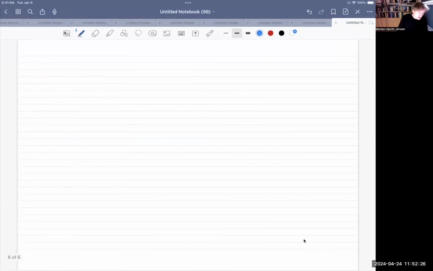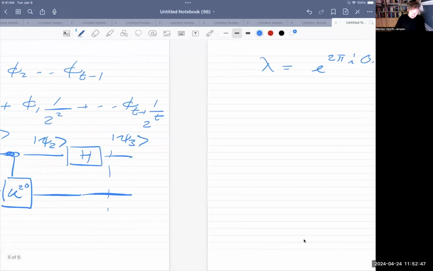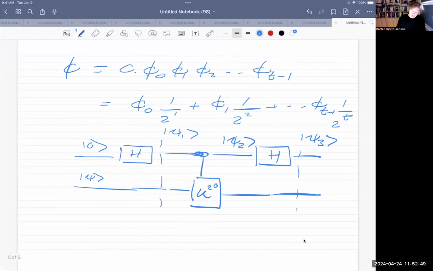So that means that we have an eigenvalue which is now defined by just one qubit. So we have e of 2 pi i, and then we have 0 times phi 0. So this means that in our specific case, we can represent a number depending on the value of phi 0. So if phi 0 is 1, we can represent 0.5. And if phi 0 is 0, we have 0.